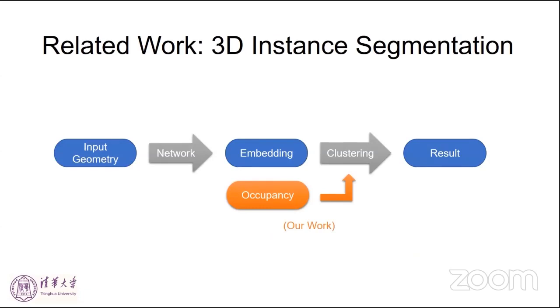Next, we will introduce our method for 3D instance segmentation. Traditionally, there are two stages. Firstly, some embedding is learned, then a clustering stage is used to generate the final instance proposal. On top of that, we learn a novel occupancy signal and use it to guide the clustering stage.